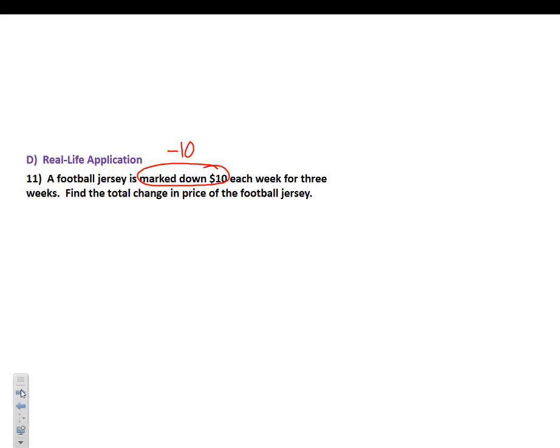And then it says each week for 3 weeks. So this each week right here, that tells me I'm going to multiply something. That's what these words start to mean to us. And then for 3 weeks, so I know that's a 3. And then it says find the total change in the price. So now I've actually written my math problem out for me as I mark the text. -10 times 3. I'm multiplying. I have opposite signs. My answer is negative, so I would get -30.